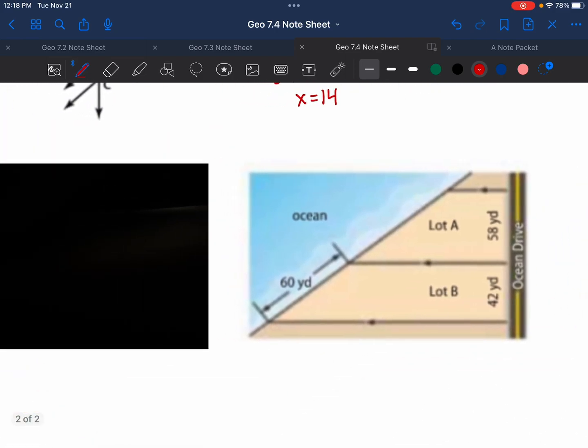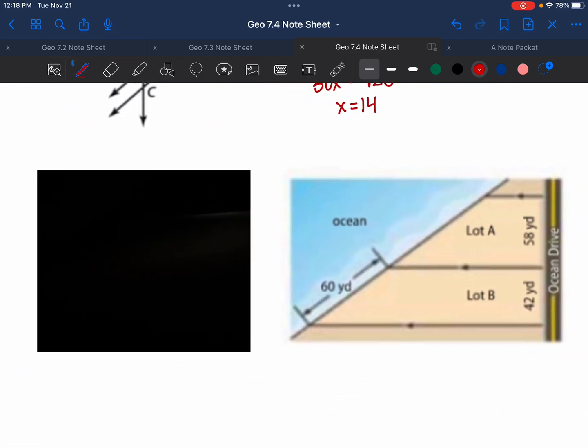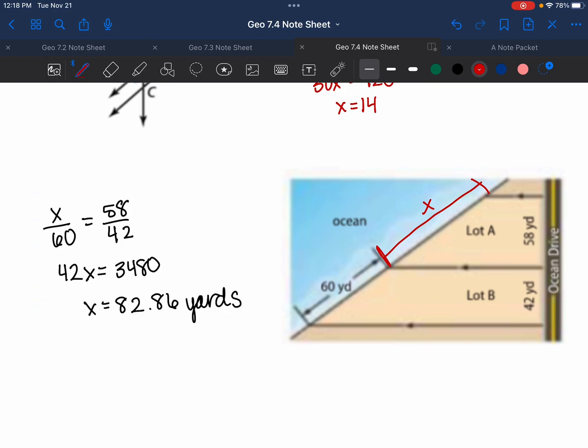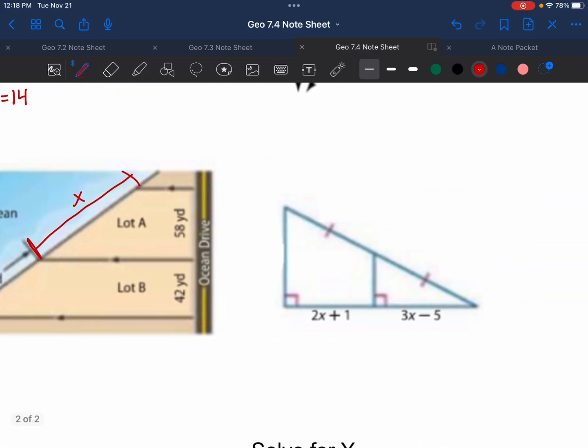All right, I want you to pause here and try this one on your own. Find the shoreline of lot A. All right, the proportion you should have gotten should look like that. Cross multiply, solve, you get 82.86 yards.